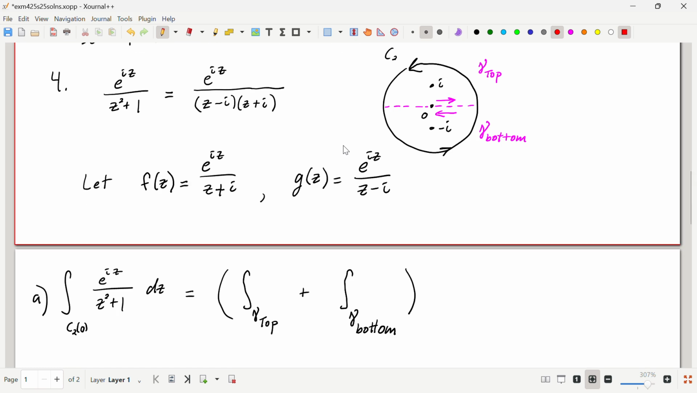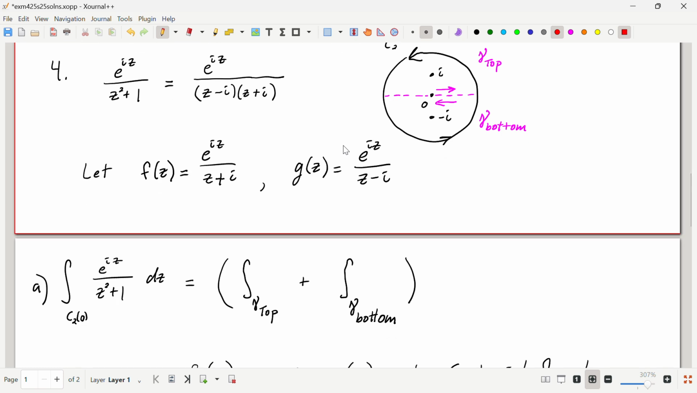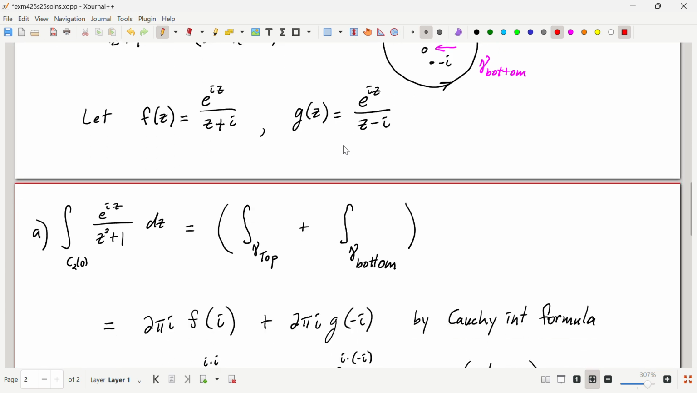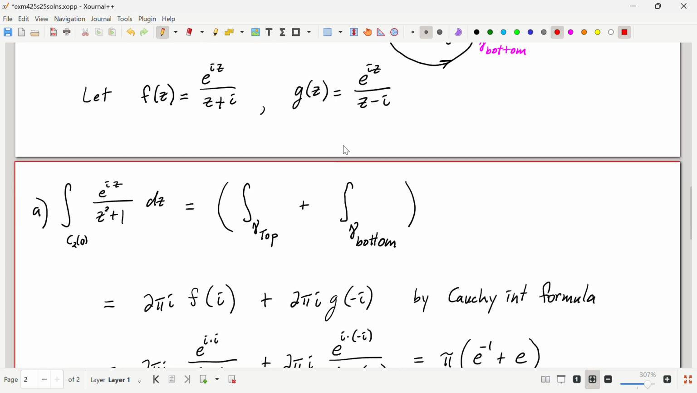So the key is, if on the top I look at half of the thing being e to the iz over z plus i, that's analytic on the top. And if I look at the other half being e to the iz over z minus i, that's analytic on the bottom. So this would be the Cauchy integral formula for those 2 functions on the top and the bottom. And you notice it's just the Cauchy integral except the 2 pi i isn't there. So I have to multiply by 2 pi i.